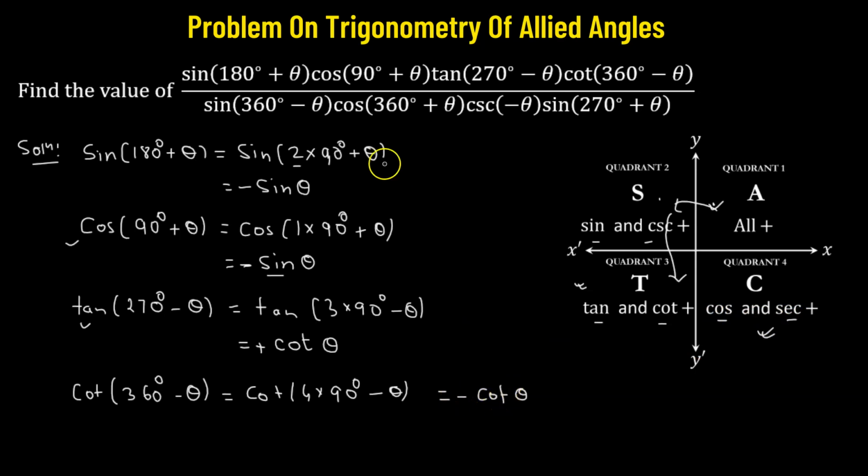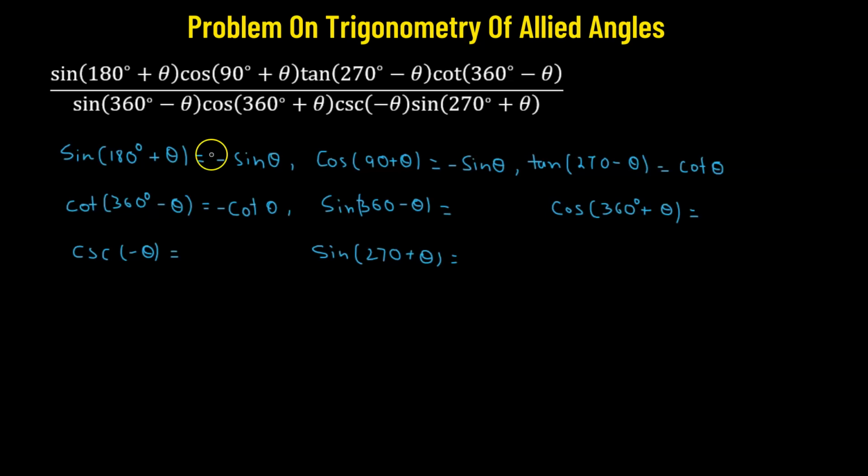Using the same technique, we can find out the values of each of the ratios in the denominator. Let me note them down. You can try it out. The sine of 360 degrees minus theta is going to be equal to sine theta. Here we'll be in the fourth quadrant where only the cosine function is positive. So we're going to get negative sine theta. Cosine of 360 plus theta is going to give us cosine theta, but 360 plus theta takes us to the first quadrant where everything is positive. Cosecant function is an odd function, so we're going to get negative cosecant of theta.